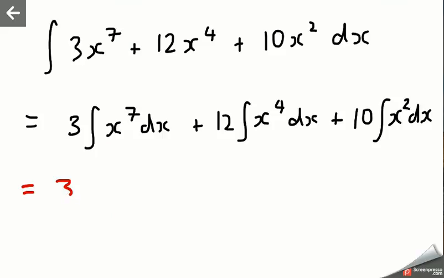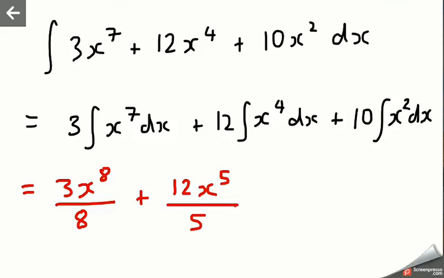So this is equal to 3 times x to the power of 7 plus 1, so 3 times x to the power of 8 divided by 7 plus 1, so divided by 8, plus 12 times x to the power of 4 plus 1, so 12 times x to the power of 5, divided by the new power, so divided by 5, plus 10 times x to the power of 2 plus 1, so 10 times x to the power of 3, and again we divide by the new power 3. And of course, we need to add on our constant of integration, little c.